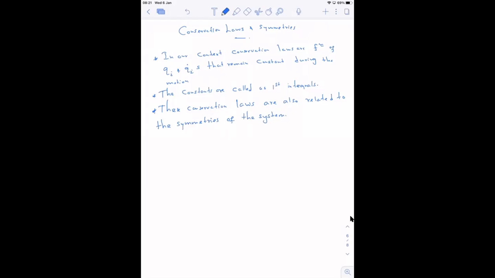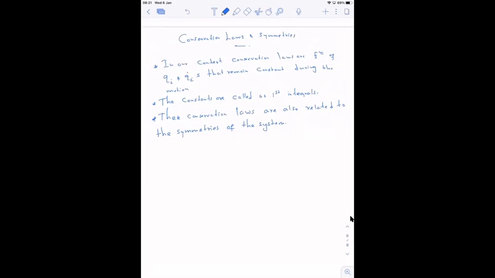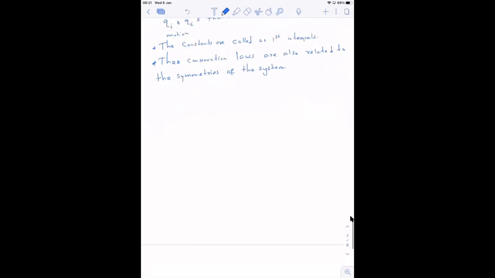Basically, the conservation laws come from the symmetries of the system. Now let me start doing a few examples to show you how these conservation laws and symmetries of systems are connected to each other. Example number one.